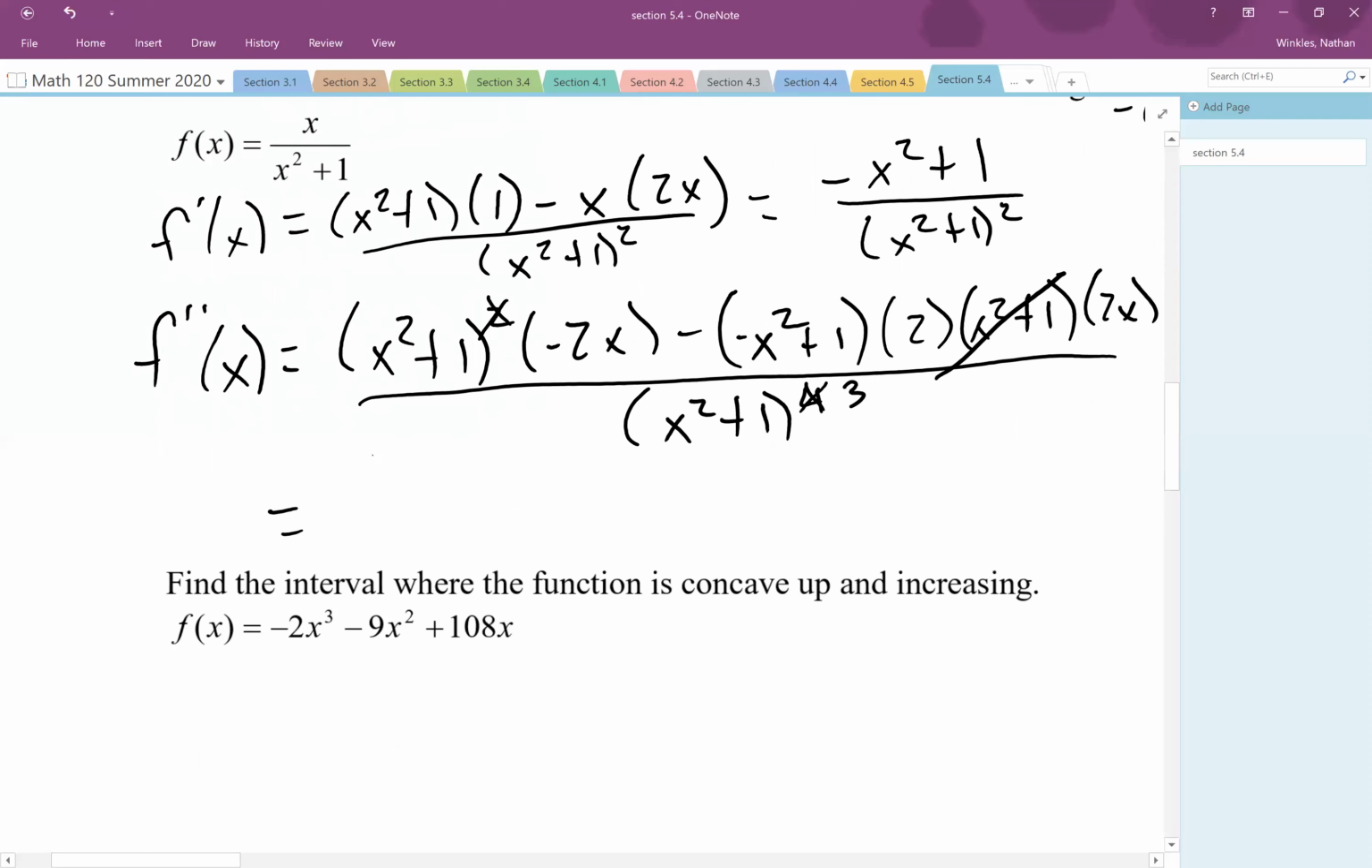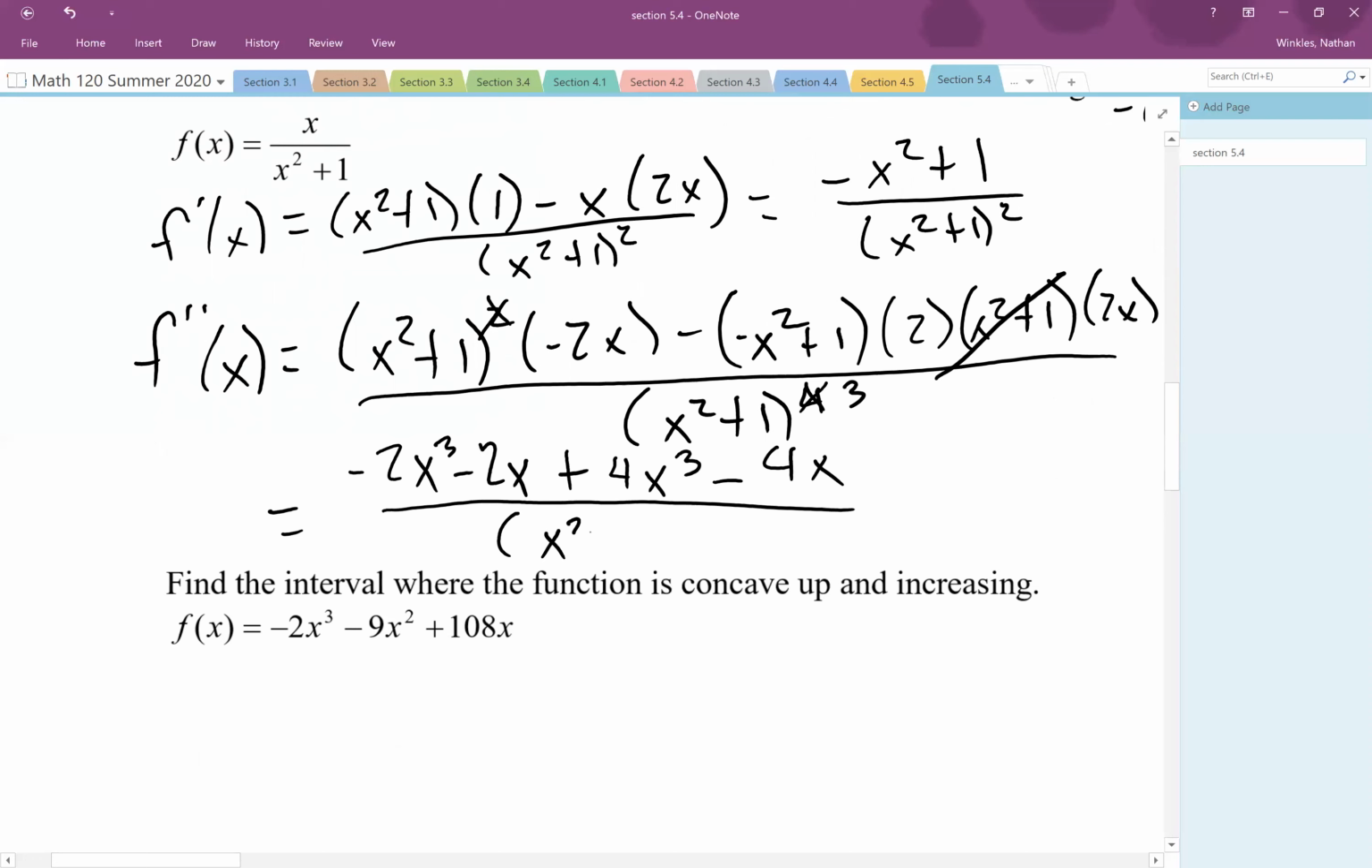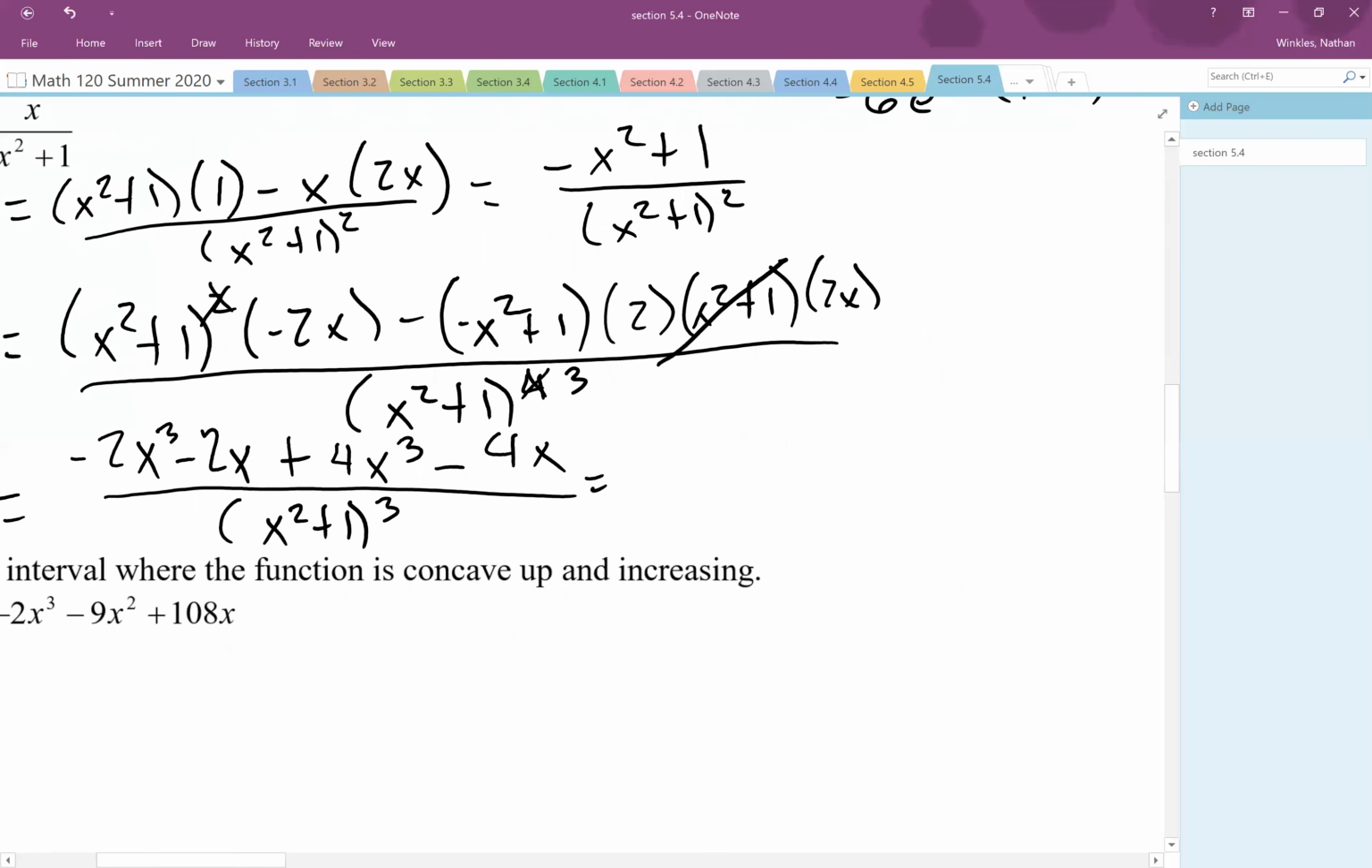So I'm going to be left with minus 2x to the third minus 2x plus 4x cubed minus 4x, all over x squared plus 1 to the third. And if we simplify that, we get 2x to the third minus 6x over x squared plus 1 to the third.